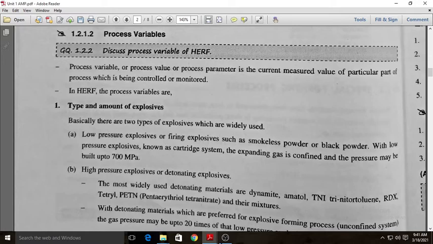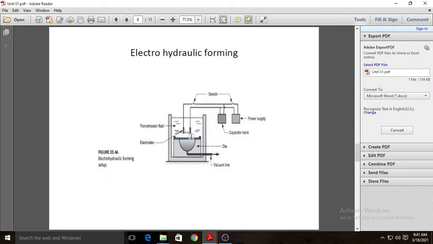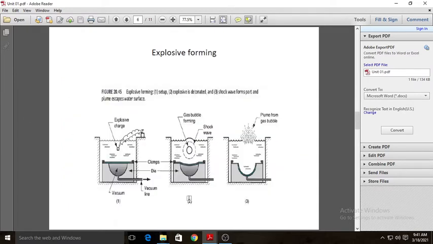So here what we are going to do, we are going to use the shock waves which are created by the explosion, and when these shock waves strike the metal workpiece, the workpiece collapses inside this die or cavity and takes the size of the die. Okay, so during this process the important parameter, first one, is the type of explosive we are going to use and the amount of this explosive.